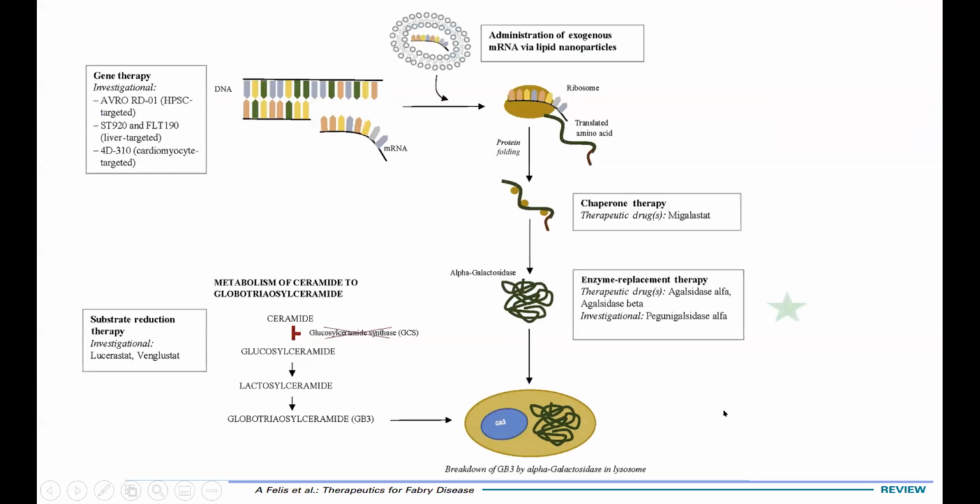So this is just a diagrammatic compilation of the therapies available for Fabry's disease. Going from below upwards, the mainstay of therapy is the enzyme replacement therapy in the form of agalsidase alpha and beta. The second therapy which can be used in specific genetic mutations is the chaperone therapy, where the chemical chaperone stabilizes the residual enzyme. The third therapy is the administration of exogenous mRNA via lipid nanoparticles. The fourth is a form of gene therapy where an adenovirus or the transfected cells can be infused into the host. And then there is the substrate reduction therapy, where the basic enzyme is inhibited so that GB3 is produced less.